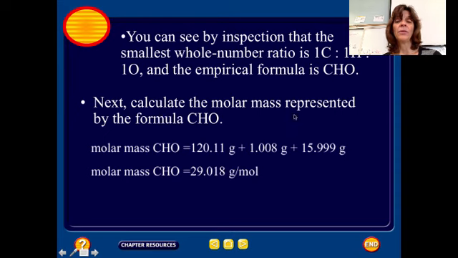Next, we calculate the molar mass represented by CHO. 1 carbon, that should be 12.0, plus 1.0 for hydrogen, plus 16 for oxygen, gives you a mass of 29.018. Now, if you remember in that problem, the molecular mass was 116 some odd grams, much more than the CHO. So there must be a different molecular formula that's that same ratio.